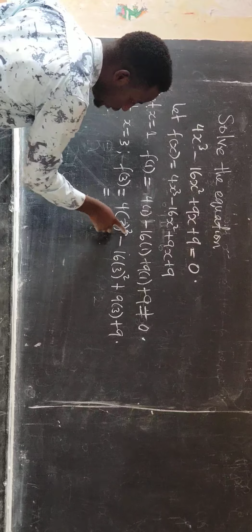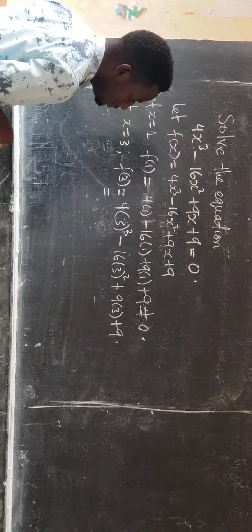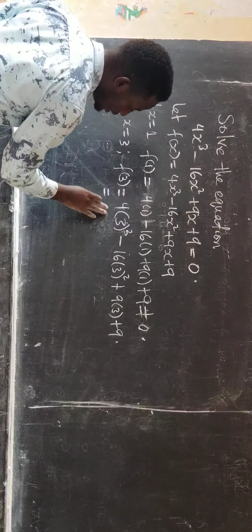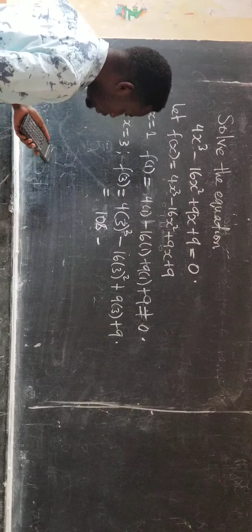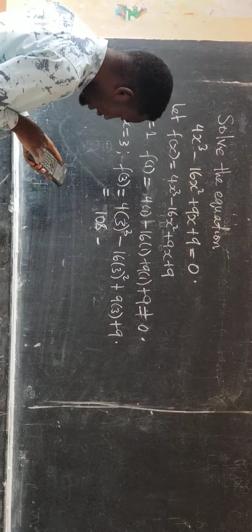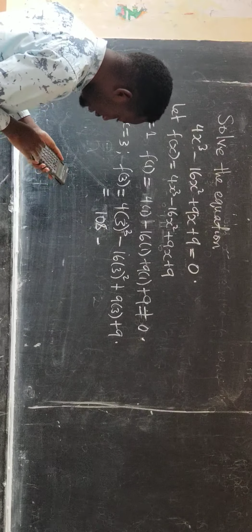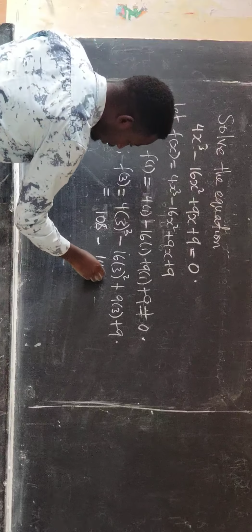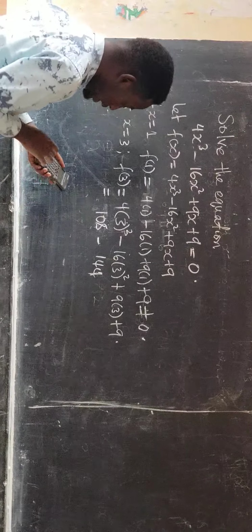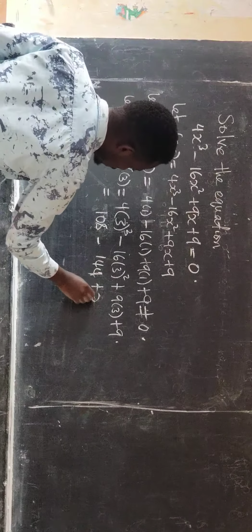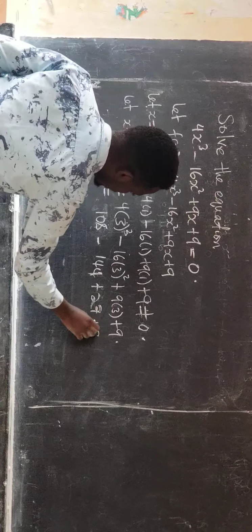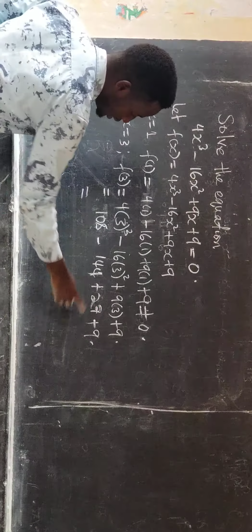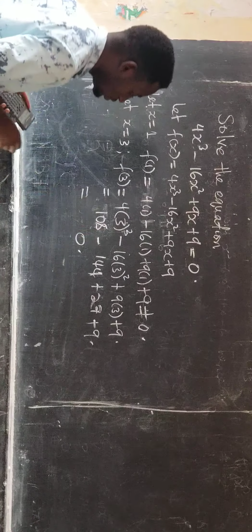This one will be 27. 27 times 4, that is 108. That is 16 times 9, which is 144. Plus 27. Then plus 9. If you add this whole thing, it goes to 0.